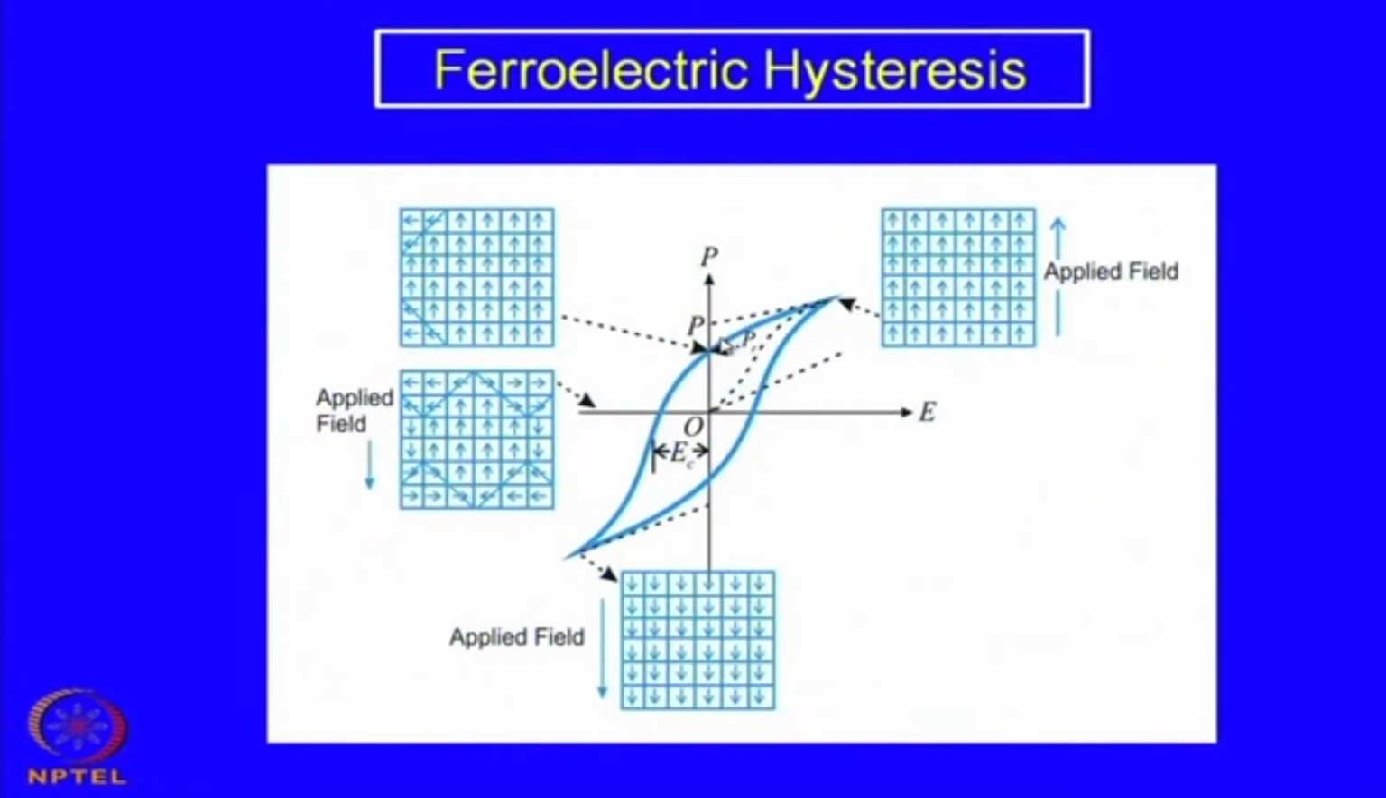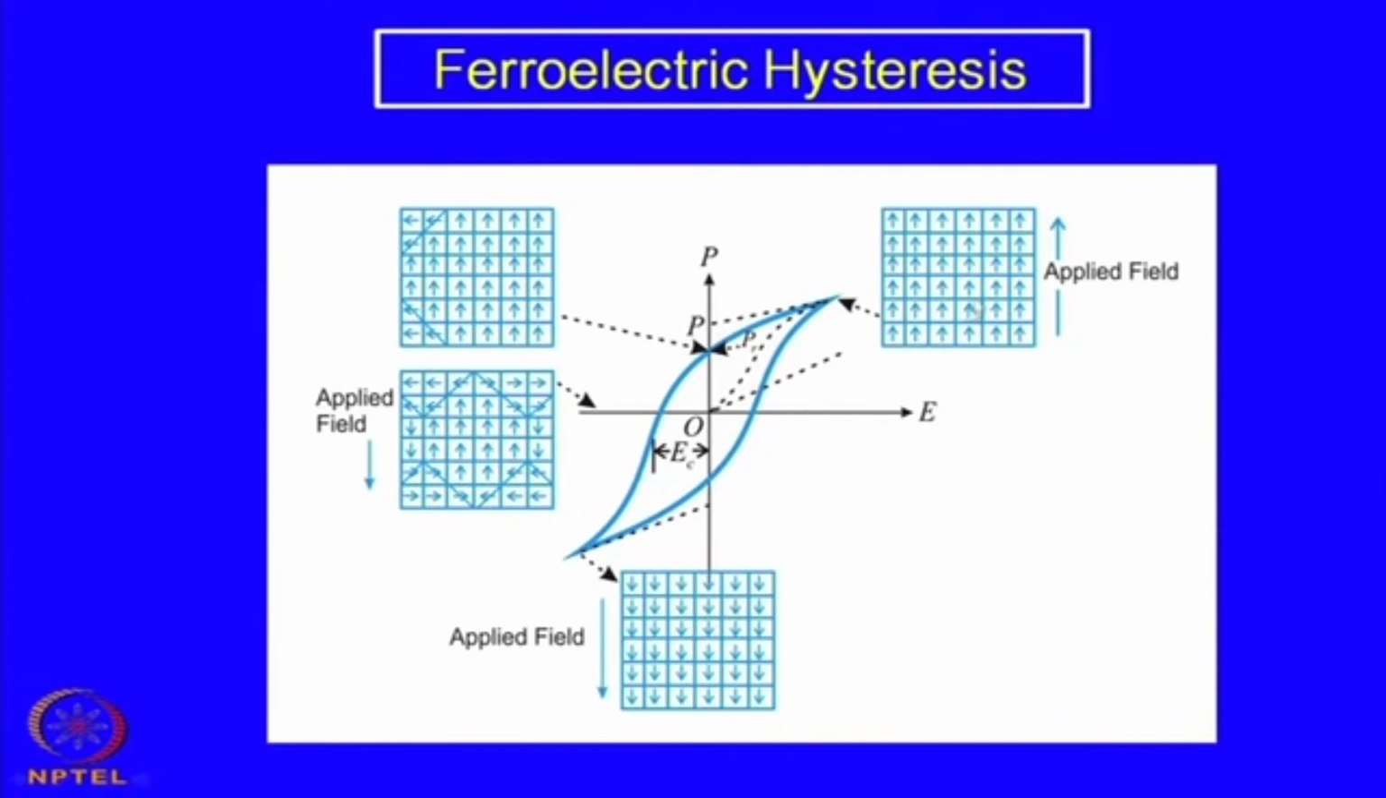So, that leads us to a discussion of what happens when we actually cycle the electric field. That means, we increase the electric field in this direction and then it comes back, comes to 0 and then goes to the negative direction. So, what happens to that? What happens to the domain structure? And this is what exactly happens if you cycle the electric field.